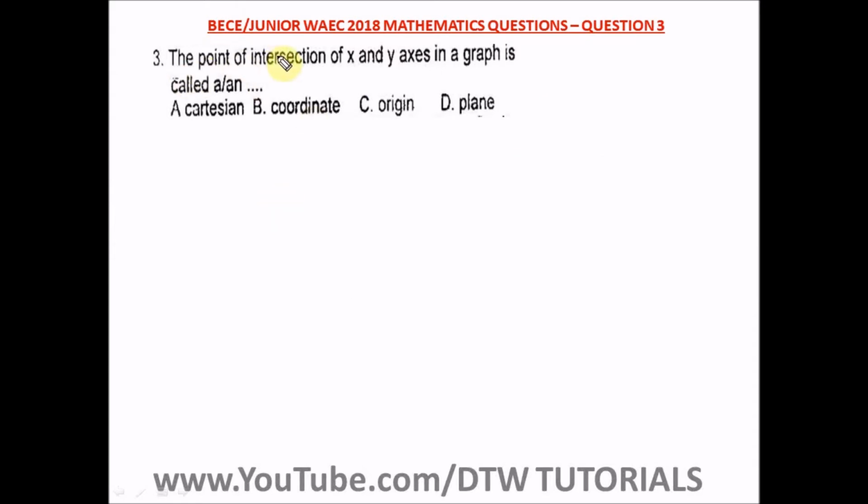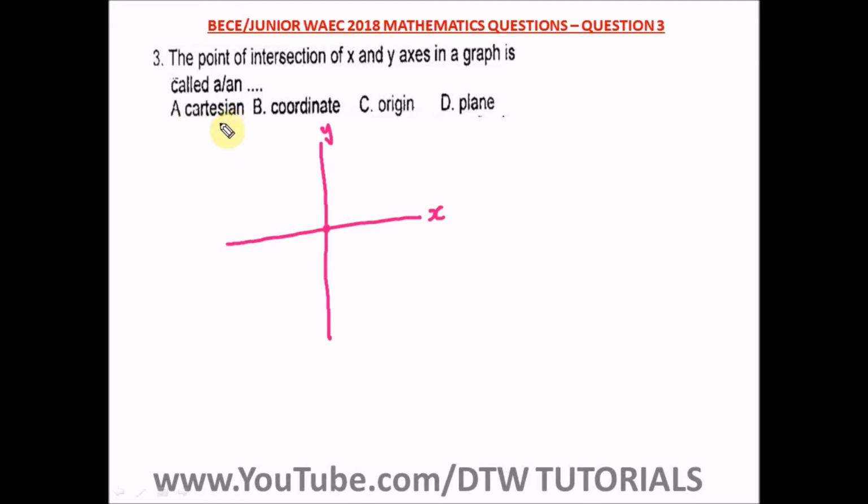It says the point of intersection of x and y axis in a graph is called a dash. Okay, point of intersection of x and y axis in a graph. You have a graph like this, you have your y-axis, you have your x-axis, and the point of intersection of your x and y-axis is here. This is the point where they would intersect, and the question asks us, what is this point called?